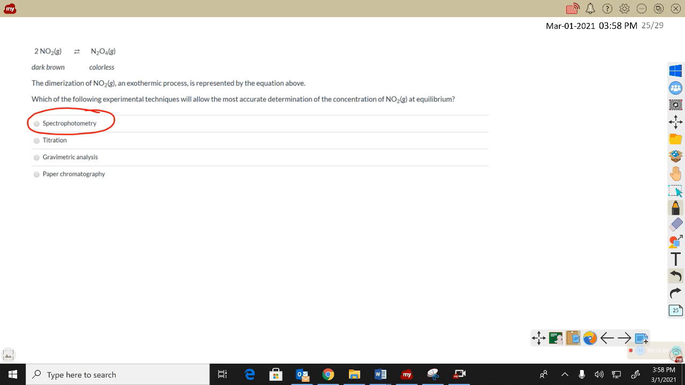And we know paper chromatography. Paper chromatography is a way of separating components of a mixture of solutions that have different polarities. So this one here, spectrophotometry, is not really about separating the reactants or components of the reactants or products. It's used to determine the concentration of something that might be present, but it's got to be colored, which these are.